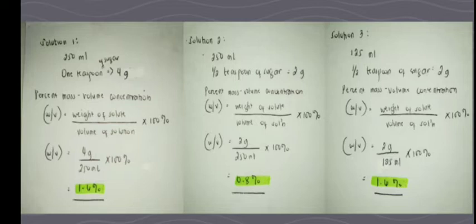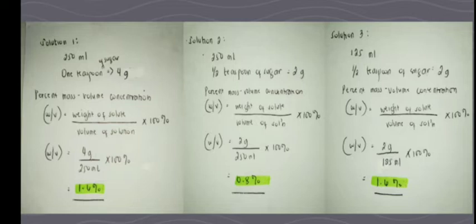Our formula is weight of solute over volume of solution multiplied by 100%. So in solution number 1, 4 grams over 250 ml multiplied by 100%, which is equal to 1.6%. So in solution number 1, we have 1.6%.